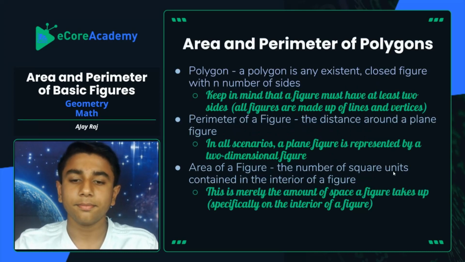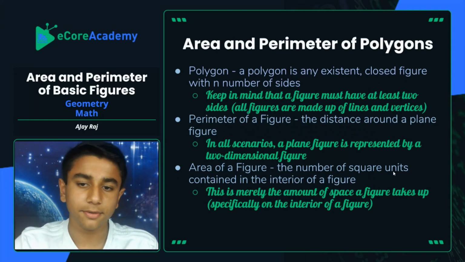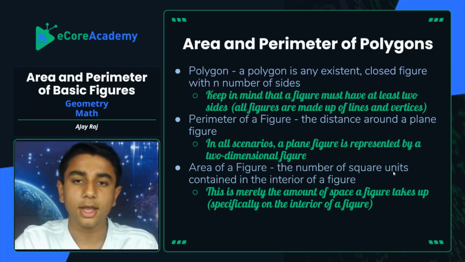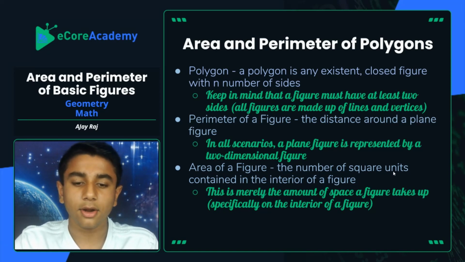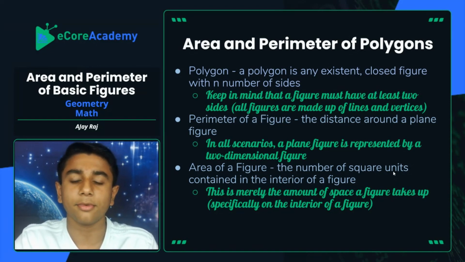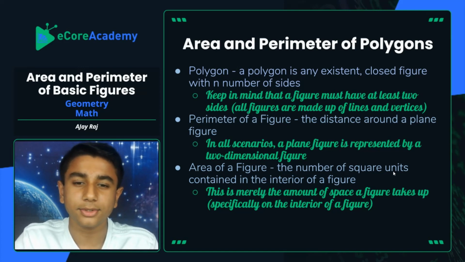So before we get into specific figures, we're going to first highlight what area and perimeter are and what polygons are in general. So area and perimeter are basically two units of measure. There are two measurement calculations for any figure given in geometry, and we're going to specifically focus on two-dimensional figures, and I'll get into that later. But what I mean by area and perimeter of polygons is that a polygon, being any existent closed figure with n number of sides, is applicable to have a perimeter and area calculated.